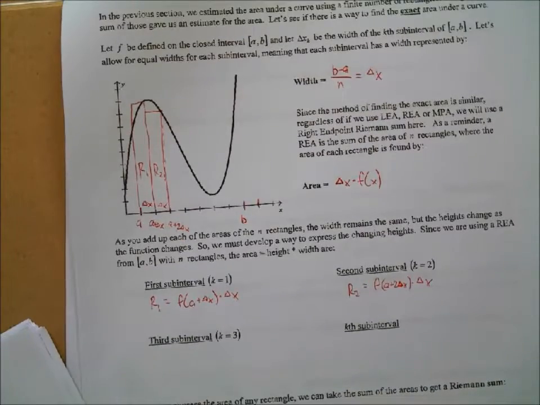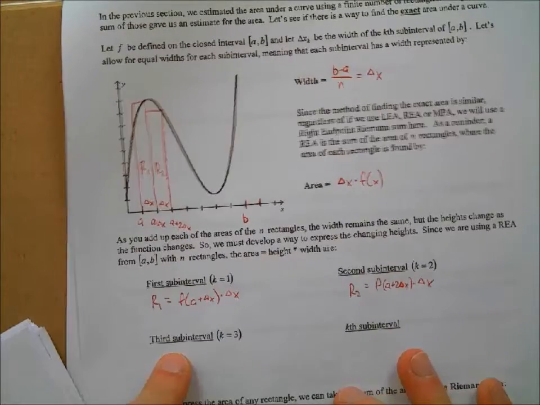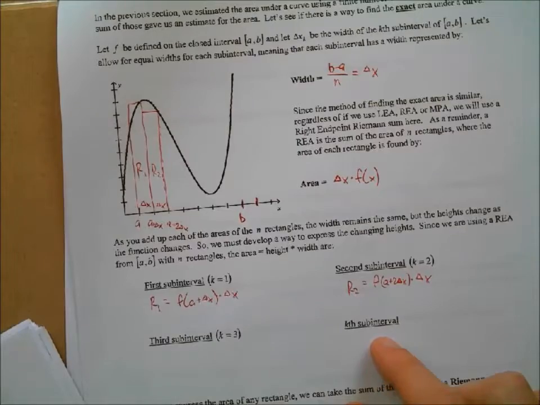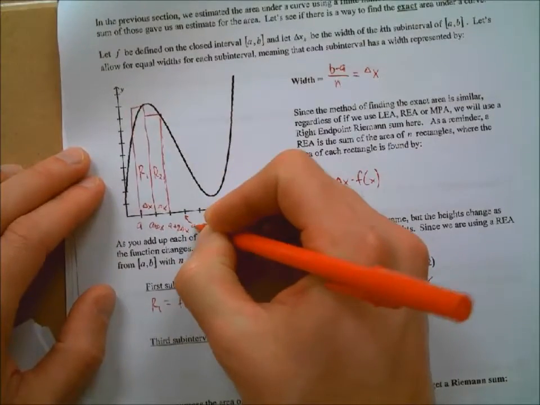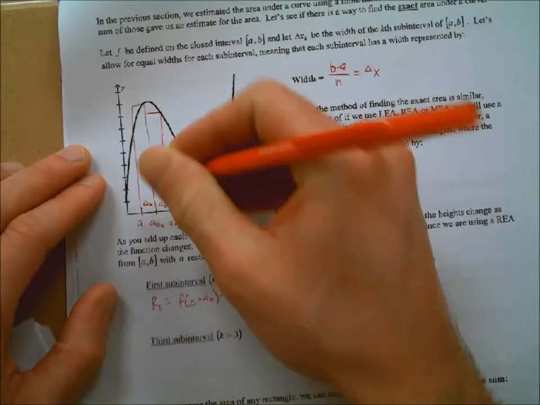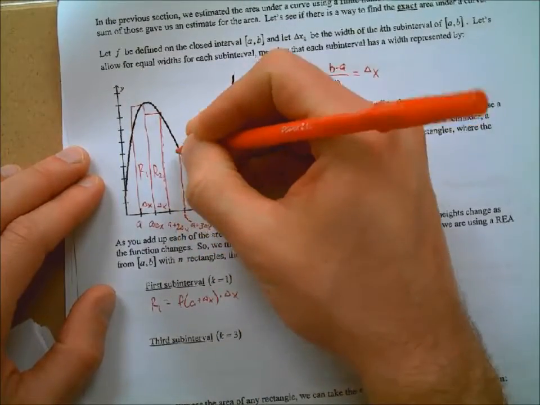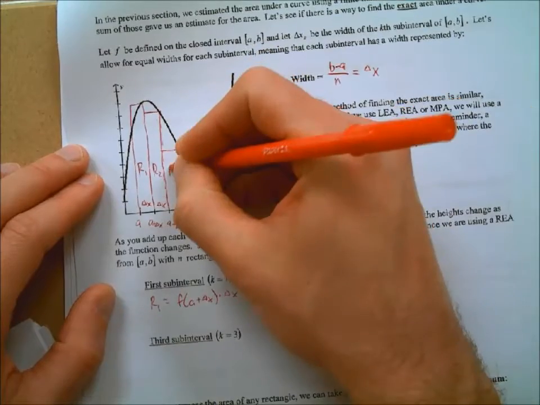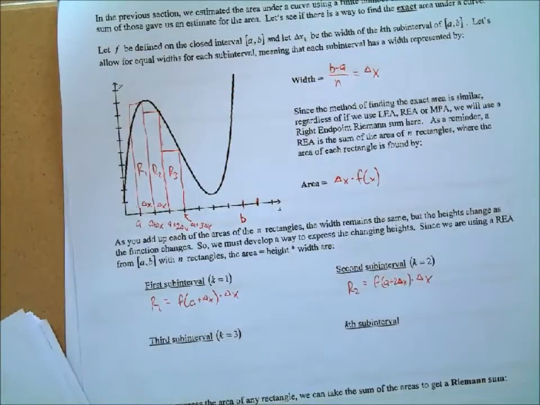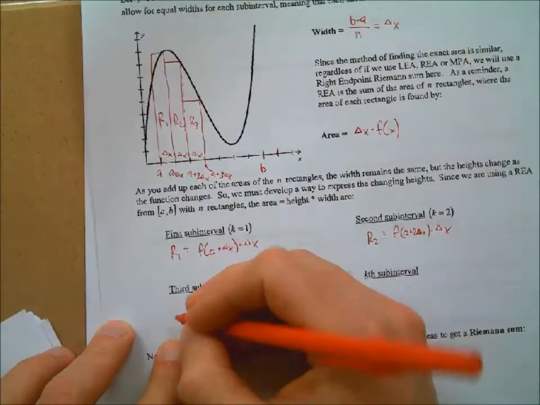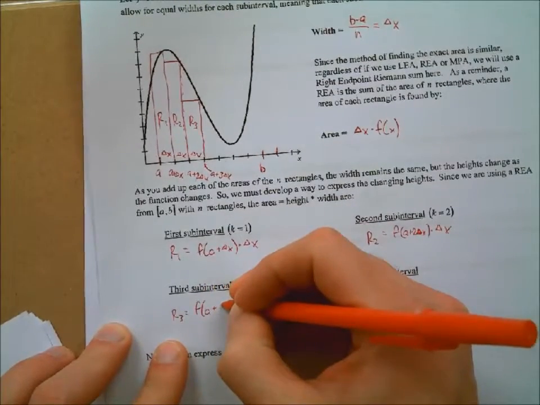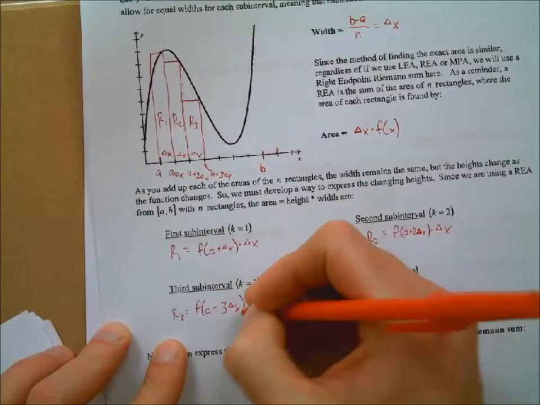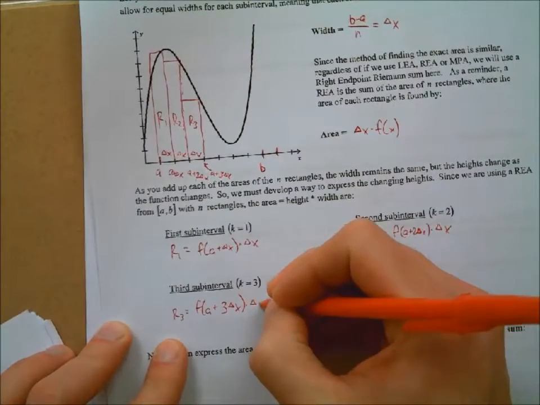Okay. Let's go ahead and do 2 more here. We'll do the third subinterval and then the kth one. So again, the next point here will be a plus 3 delta x. We're using the right endpoint, so we'll draw the rectangle so that the right endpoint makes our height. And again, the width is delta x, so rectangle 3 is f of a plus 3 delta x times the width delta x.